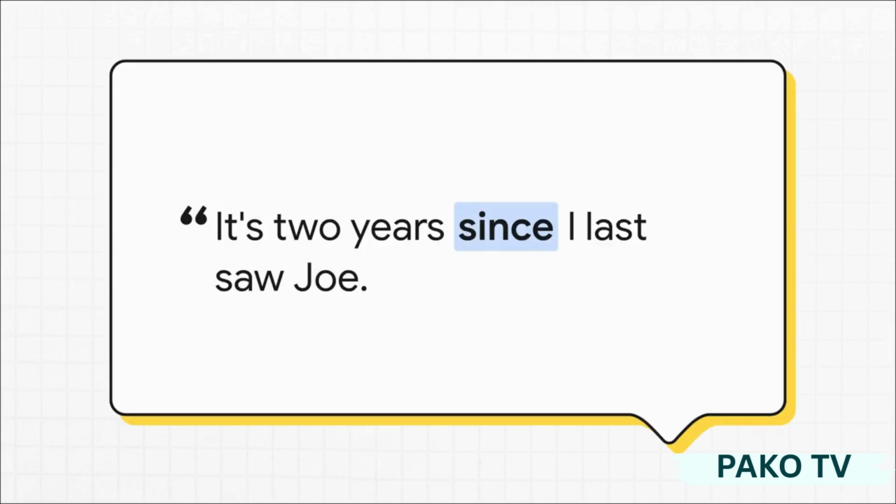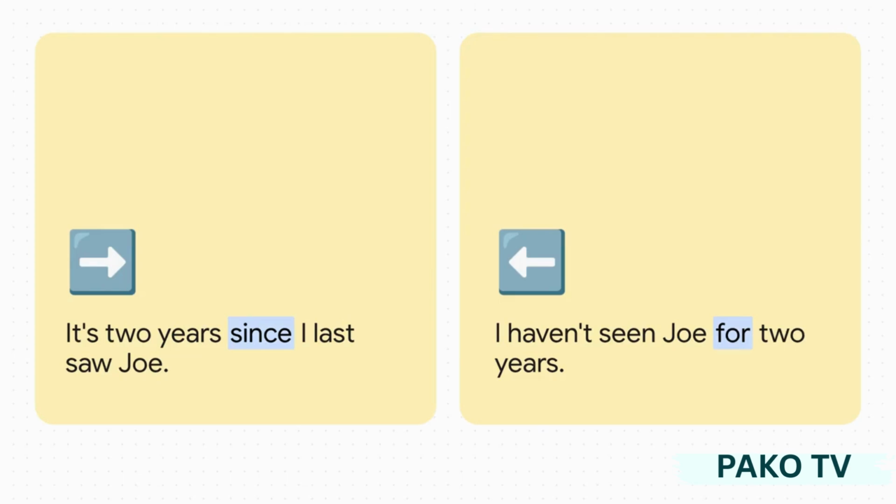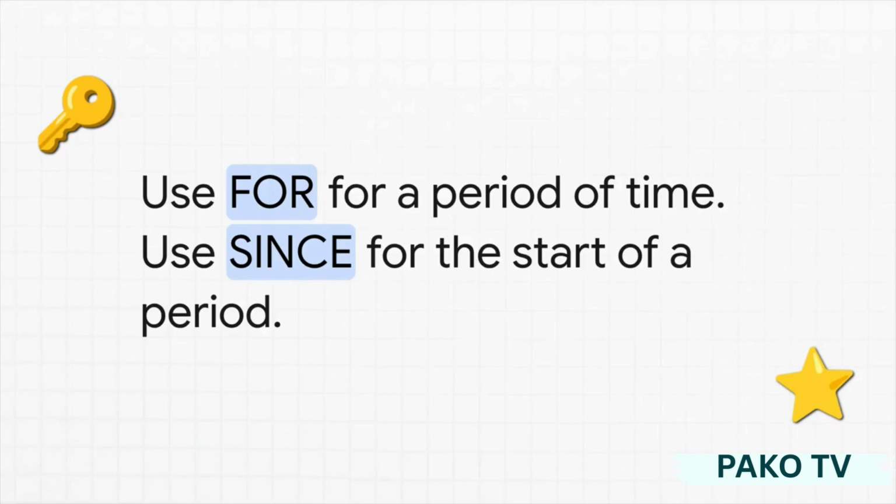And here is another fantastic structure you'll hear native speakers use constantly. It's 2 years since I last saw Joe. It's just a really common, smooth way to talk about how much time has passed since something happened. And really, this is just another way to say the exact same thing we've been talking about. It's 2 years since I last saw Joe means the same thing as I haven't seen Joe for 2 years. They're just two sides of the same coin. Having both options in your back pocket is a real game changer.